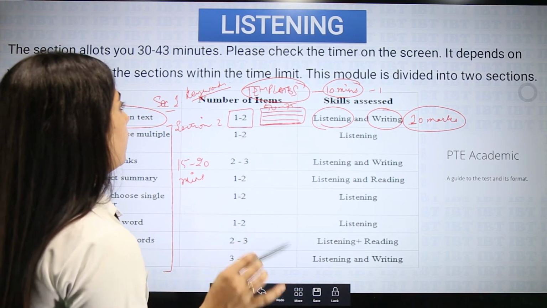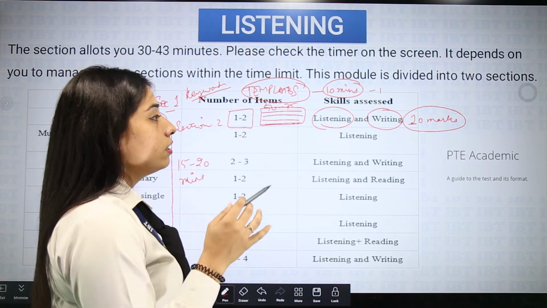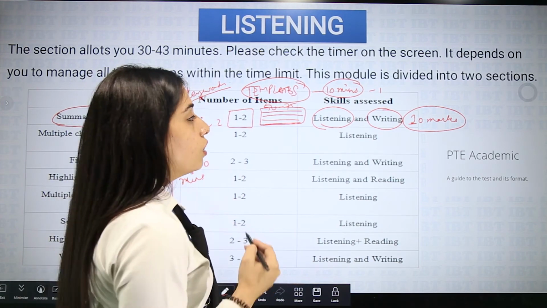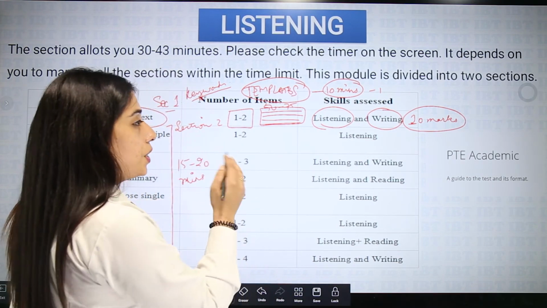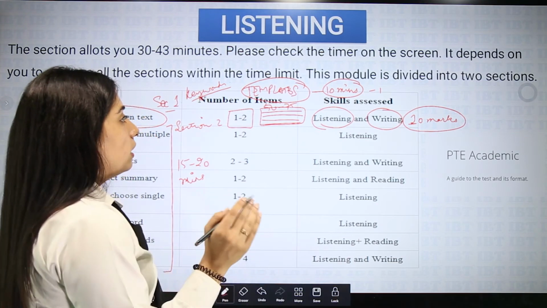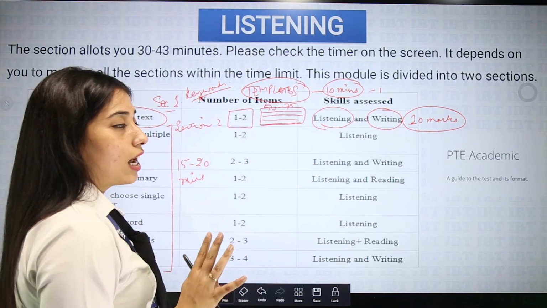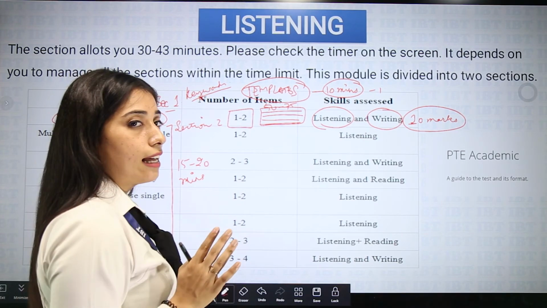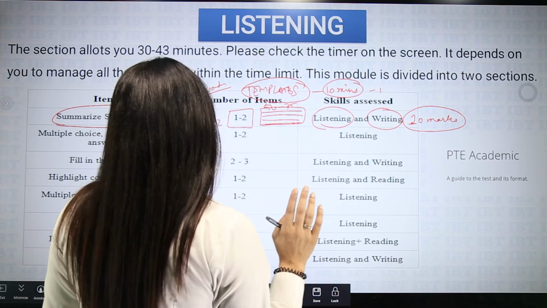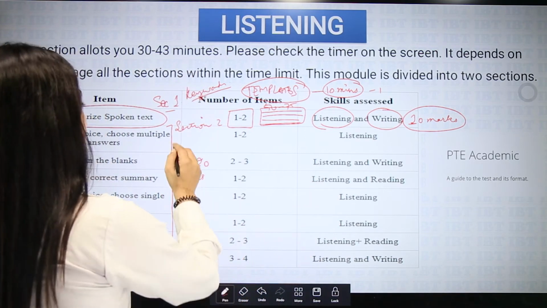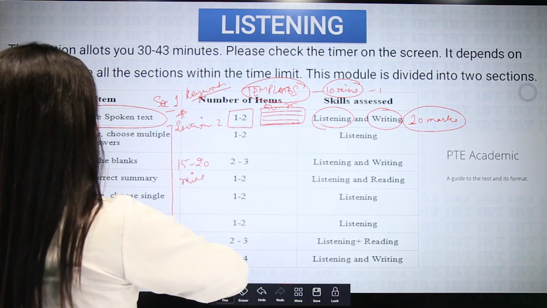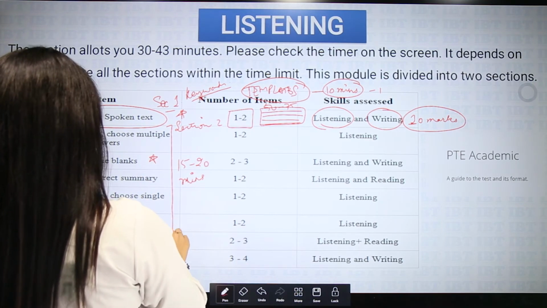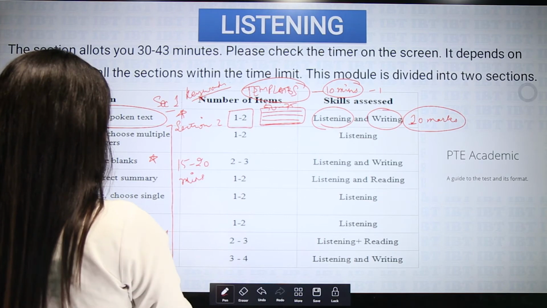So in this, like I already mentioned, there are certain questions which have high weightage. It is not necessary कि आपको हर question में perfect होना ज़रूरी है. In listening there are 4 such questions which are ideally your life savers if you are targeting 7 bands, 8 bands, right? For this, in listening you have to be pro in summarized spoken text, fill in the blanks, highlight incorrect words and write from dictation.